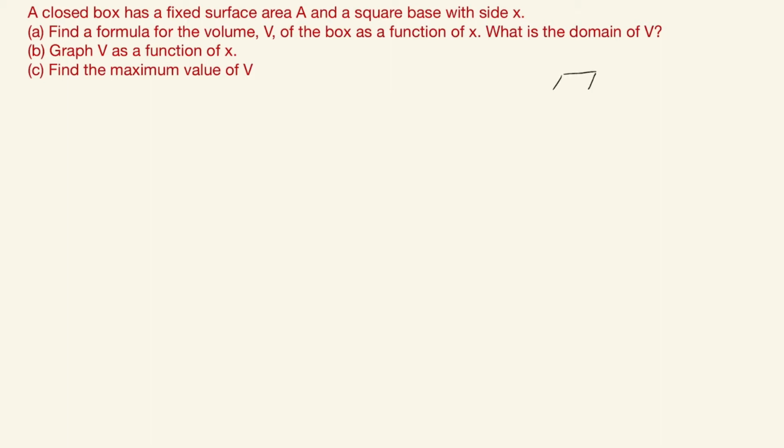So here, if we draw that closed box, notice the base is going to be x with side x, and then the height is going to be h. Notice that the base and the bottom, the top, they are the same thing. So again, this is the base, the side is x, and then x. It's basically just a square.